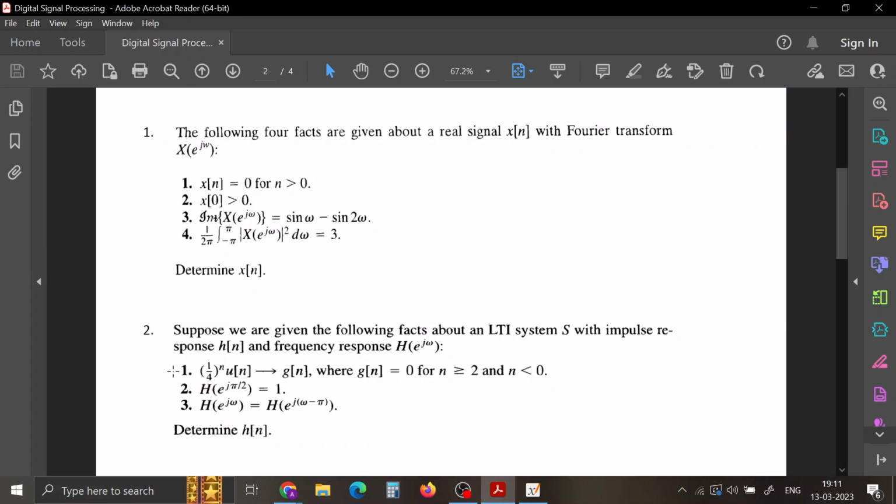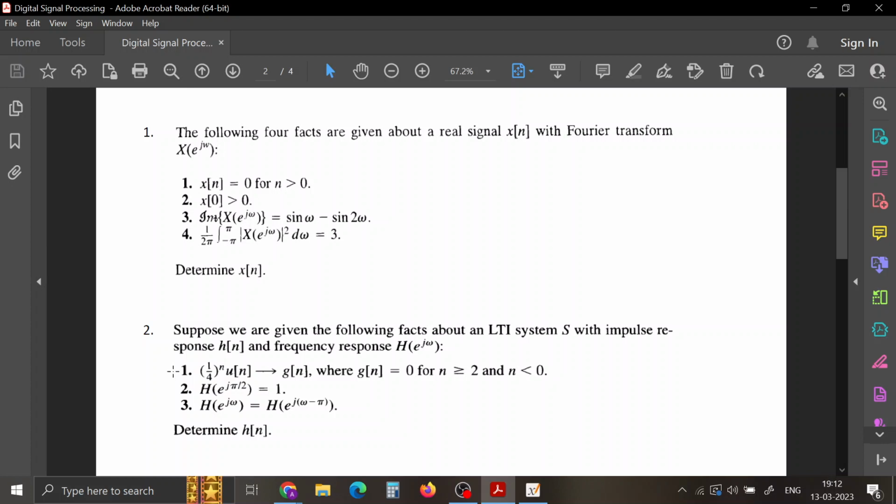And the second condition says that the frequency response evaluated at omega equals pi by 2 is equal to 1, and the third condition says that H of e power j omega is the same as H of e power j (omega minus pi). So you can replace omega by omega minus pi and it gives the same frequency response. Given these conditions, we need to determine the impulse response h of n.